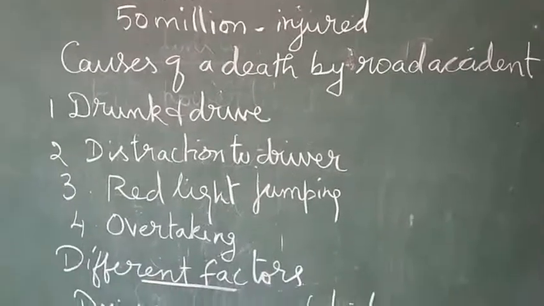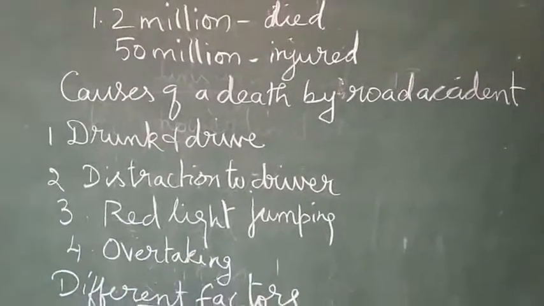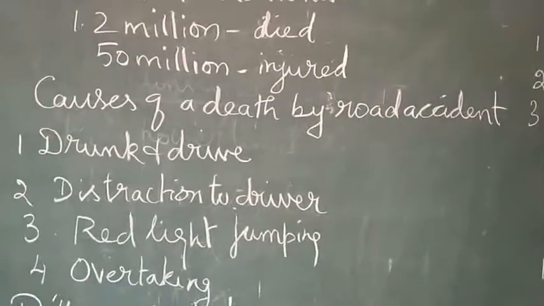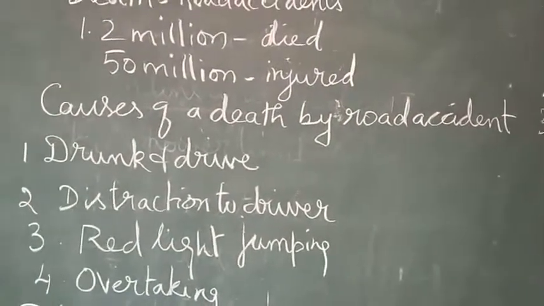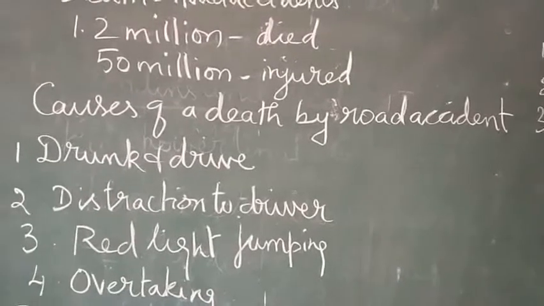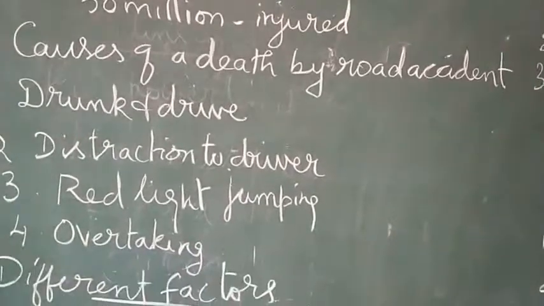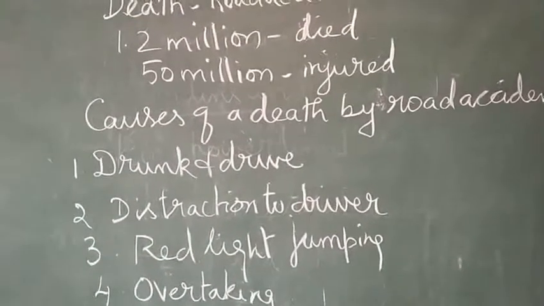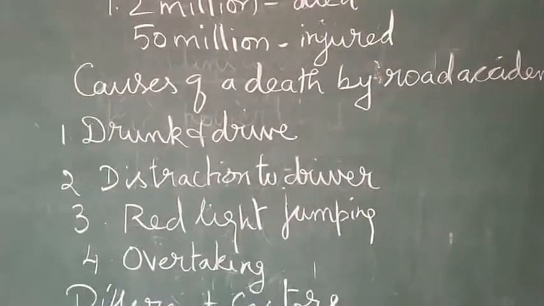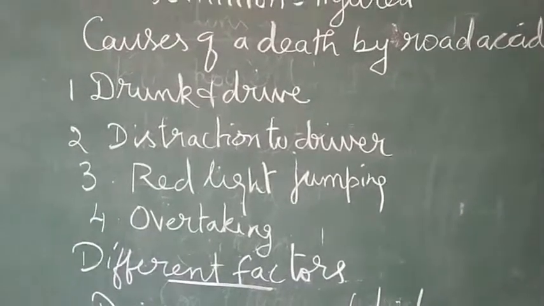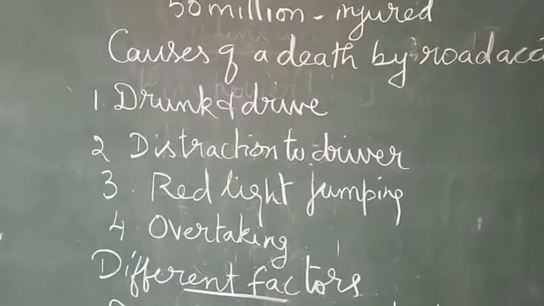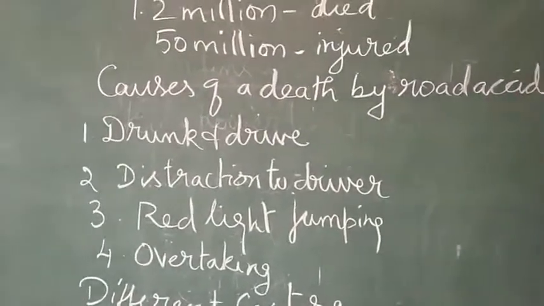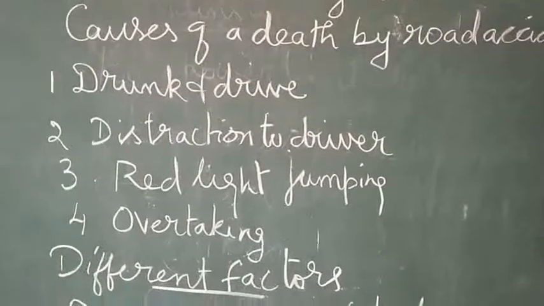What are the causes? Drunken driving, and speeding at 40%. Next, distraction to drivers. Any distraction for the driver will create an accident. Red light jumping. When the red light is there, people still move ahead, correct? Then overtaking in a wrong manner. These are the causes of deaths by road accidents.